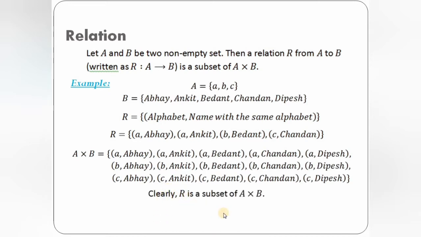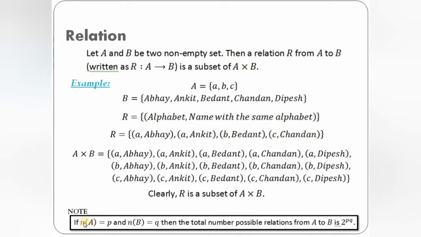One thing to note here is, if n of A is equal to P and n of B is equal to Q, then the total number of possible relations from A to B, since there are many relations possible, will be given by 2 to the power PQ. You need to make note of this. So pause the video and note it down.